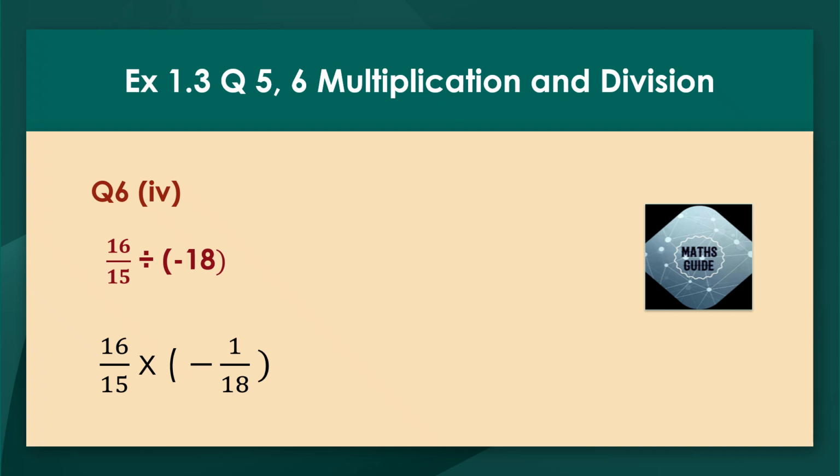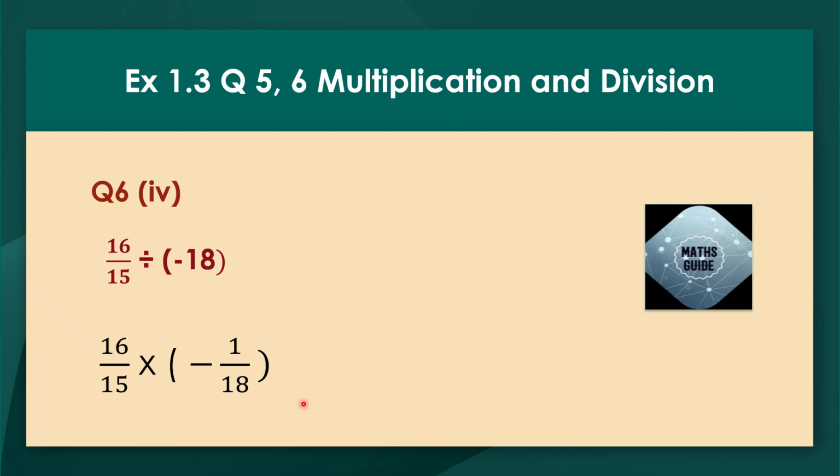Change the sign in between them. It means division symbol will be converted into multiplication symbol, and ultimately the fraction on the right hand side will flip. It means minus 18 by 1 will become minus 1 by 18. Remember, during reciprocal, do not change the signs. The signs will remain the same.